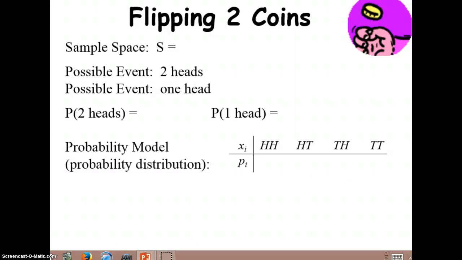Okay, so now I want you to go ahead on your own, pause it, and come up with the similar concepts here for flipping 2 coins. So this is flipping 2 coins at a time. So go ahead and pause now and get started on that.